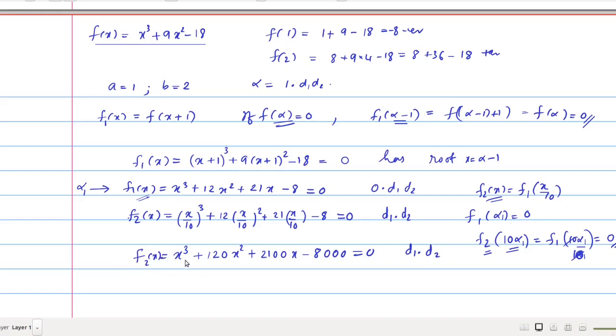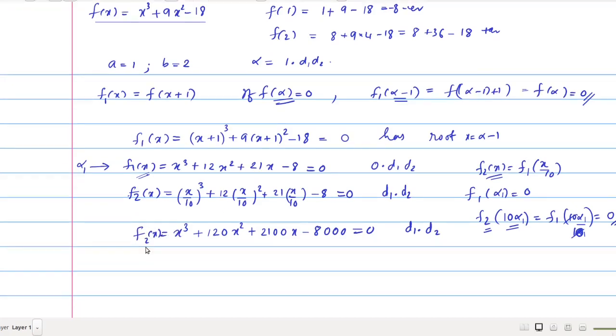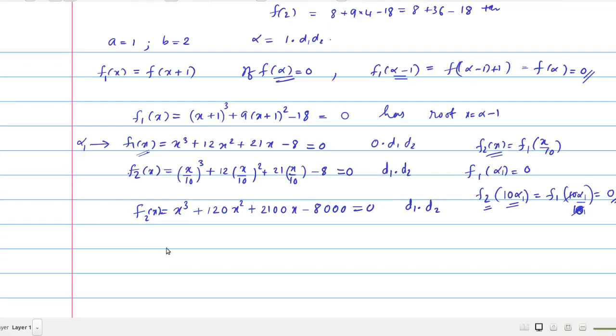Now we need to find two consecutive integers between which the root of this f2 of x lies. So first you evaluate this f2 of 3. Okay, what is this f2 of 3? f2 of 3 can be written as 3 cube plus 120 into 3 square plus 2100 into 3 minus 8000. Then you can easily evaluate that this quantity is less than 0.